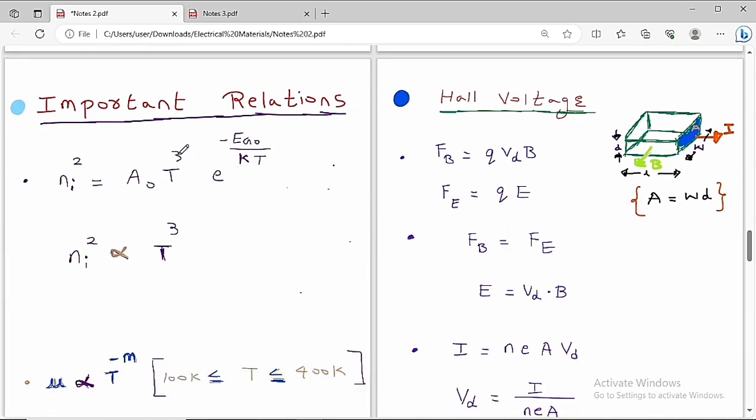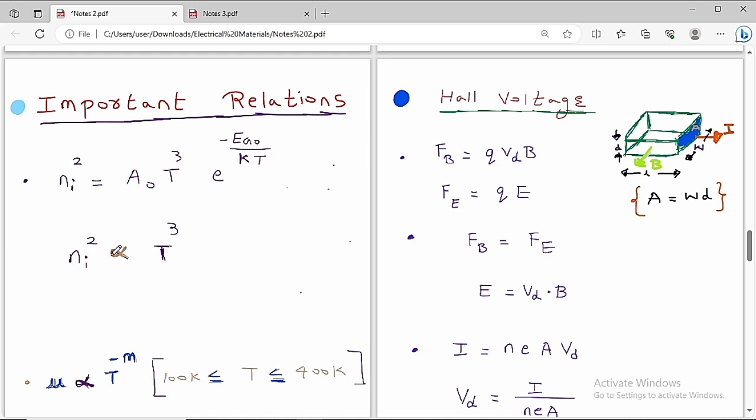So the next concept I will try to tell you is about some important relations that we have to remember in the case of semiconductors. The intrinsic concentration is n_i squared equals A0 into T cubed into e to the power of minus E_G0 by kT, where k is the Boltzmann constant, T is the temperature in Kelvin, and n_i is the intrinsic concentration.